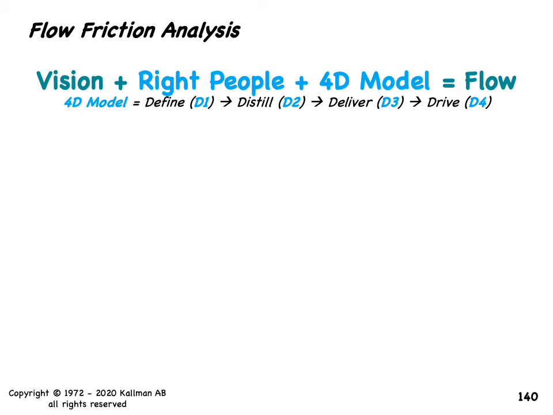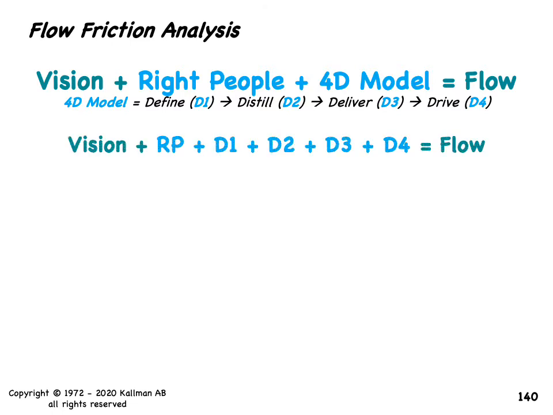So the flow friction analysis is simply vision plus right people plus the 4D model equals flow. So we're going to expand this out for you. And if everything's working, the formula is pretty straightforward.